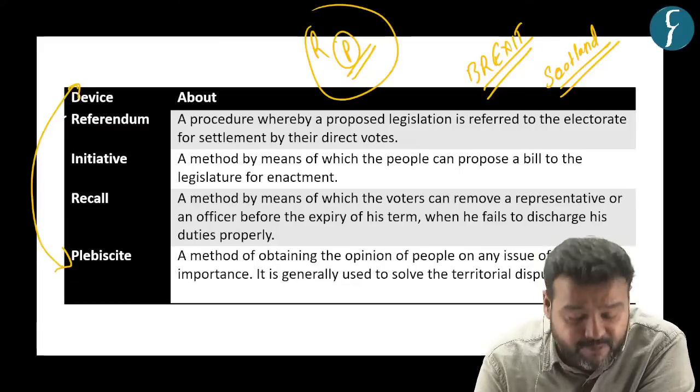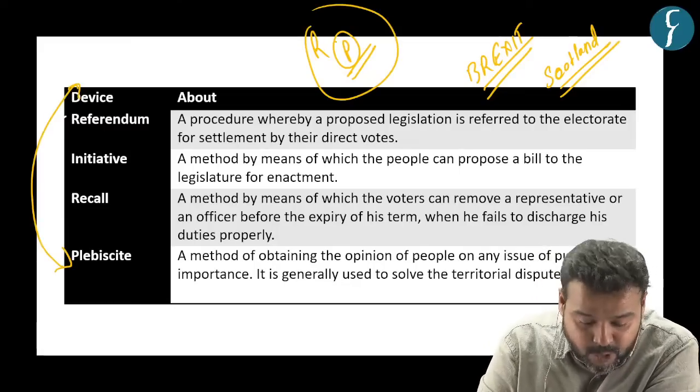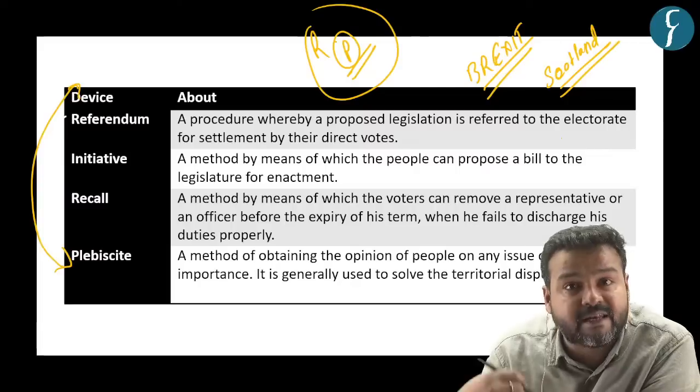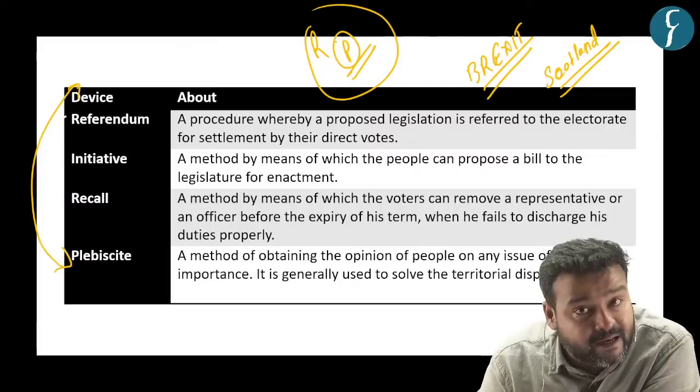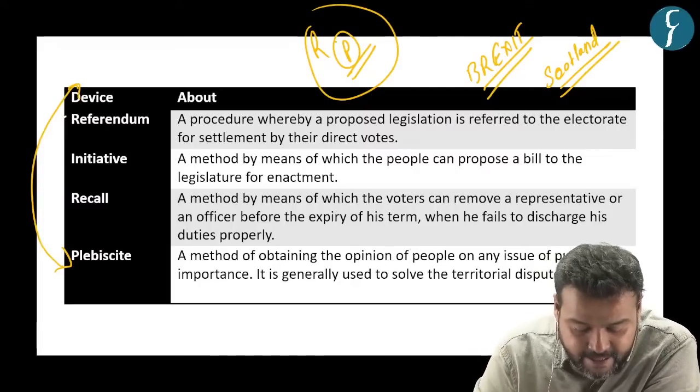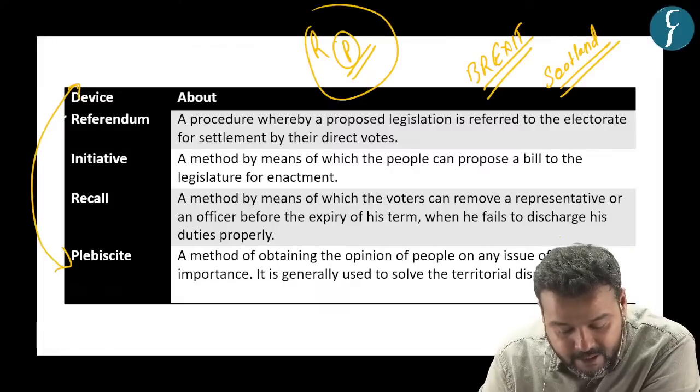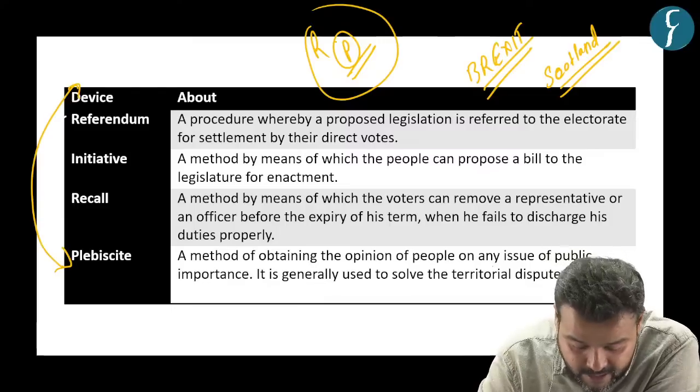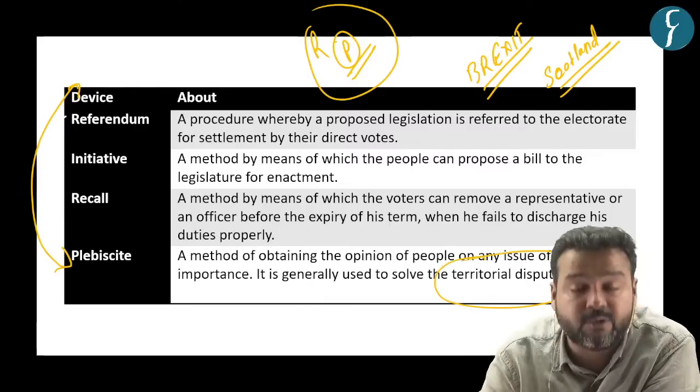So the basic definition, that procedure whereby a proposed legislation is referred to the electorate, while the plebiscite is the method of obtaining the opinion of people on any issue of public importance and generally used to solve the territorial disputes.